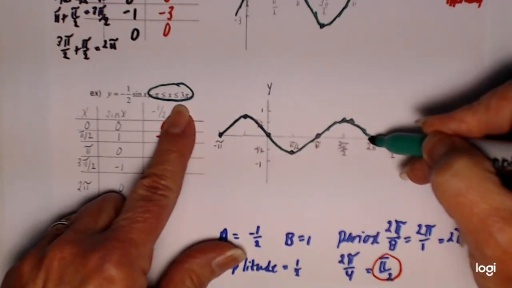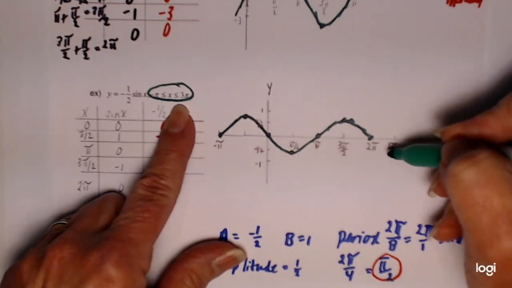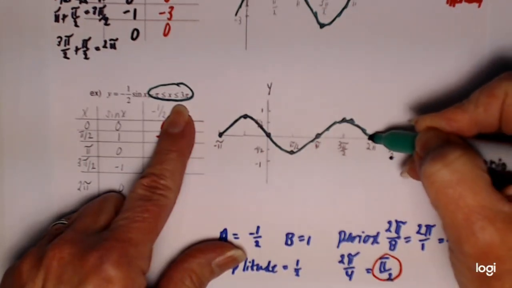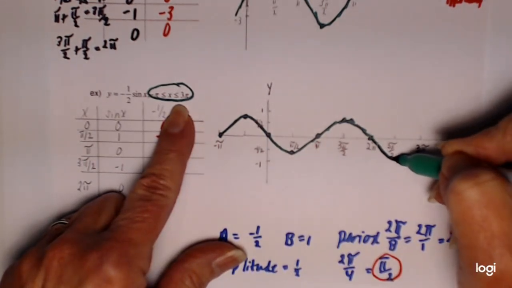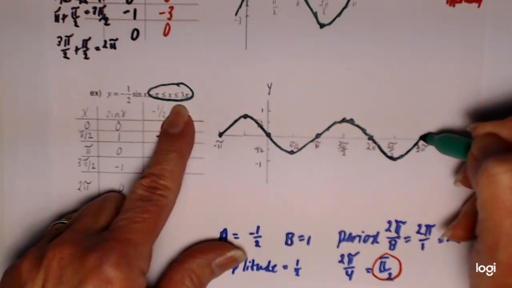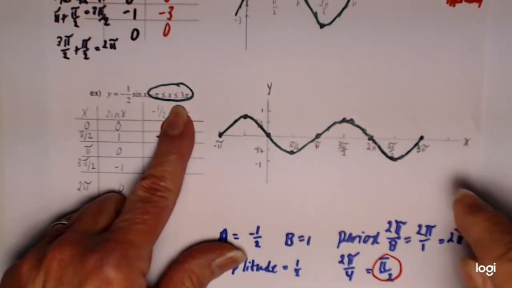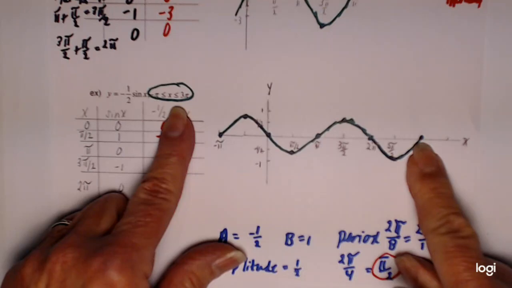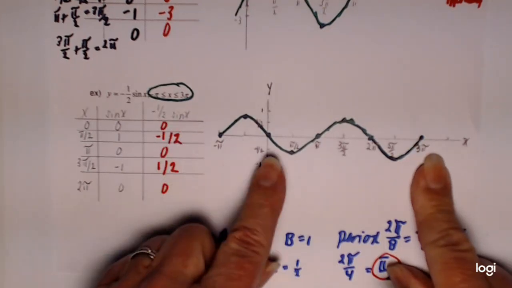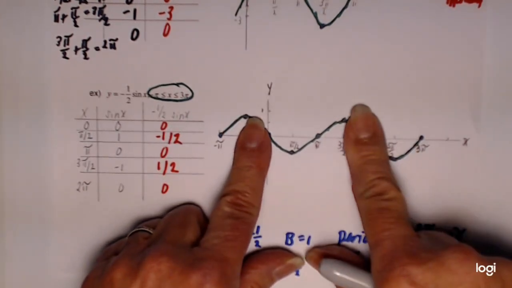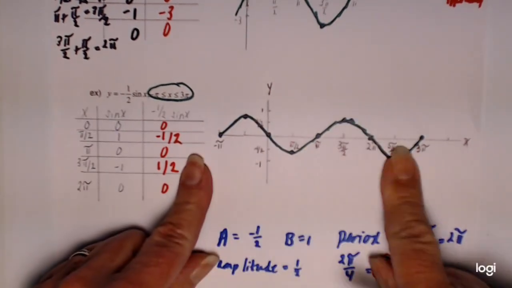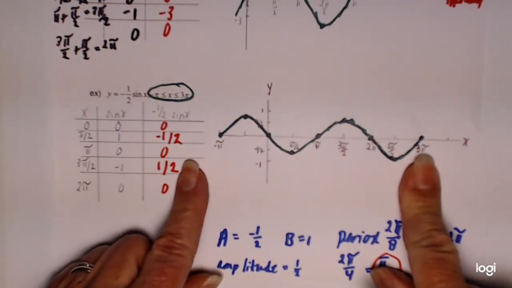So from here at 5 pi over 2, we would go up to the 1/2, and then we would come back down again at this next increment to 0. So there is our period, but then we've extended the graph.